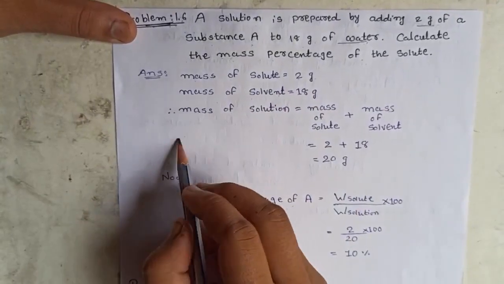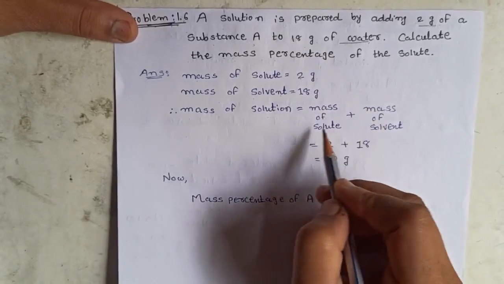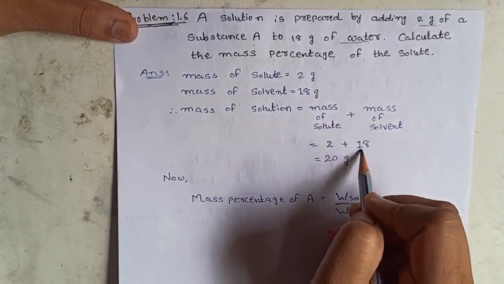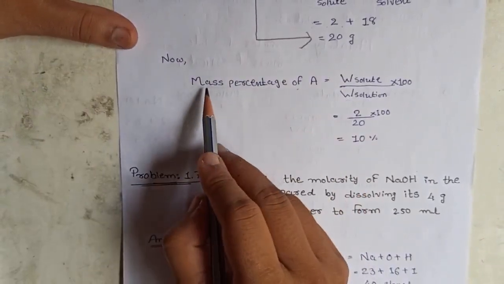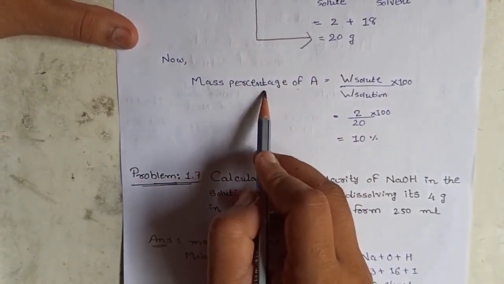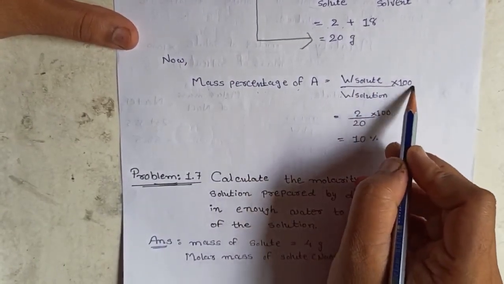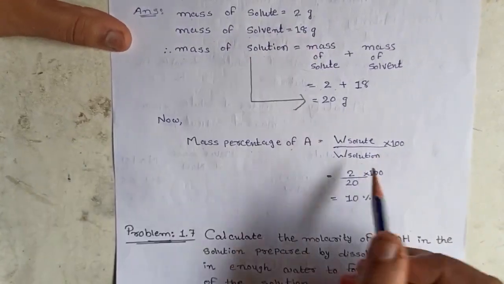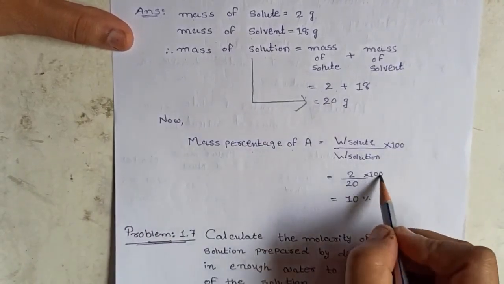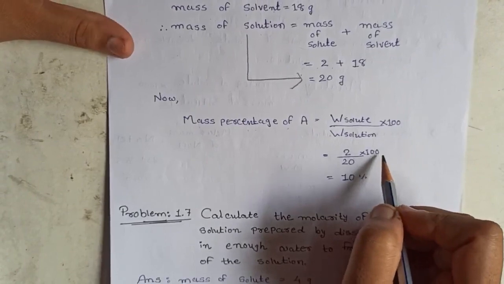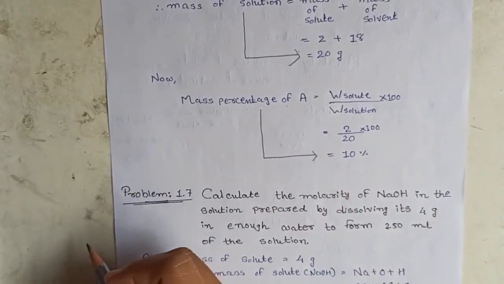And for that solution, mass of solution will be mass of solute plus mass of solvent. Mass of solute is 2 plus mass of solvent is 18. So mass of solution will be 20 gram, right? Now we have to find out the mass percentage for the A, and the mass percentage is mass of solute divided by mass of solution multiplied by 100. Here the mass of solute is 2. So 2 divided by 20, because mass of solution is 20, and you have to multiply by 100 because you have to find out the percentage. So you will get the mass percentage for the A is 10%.